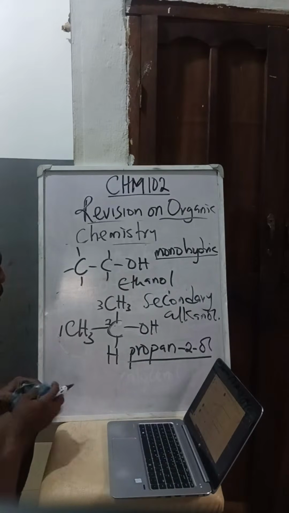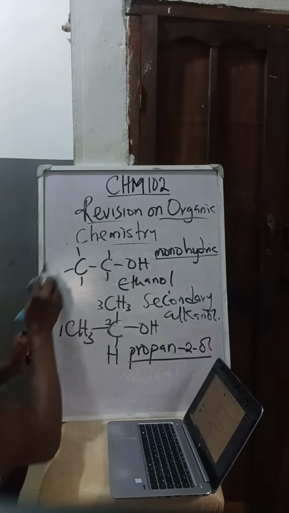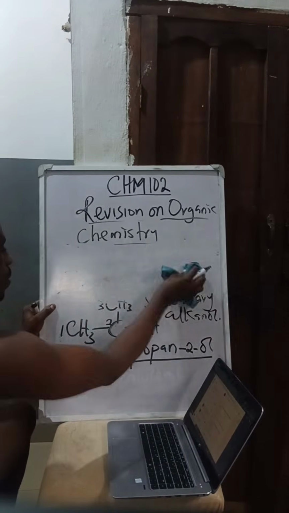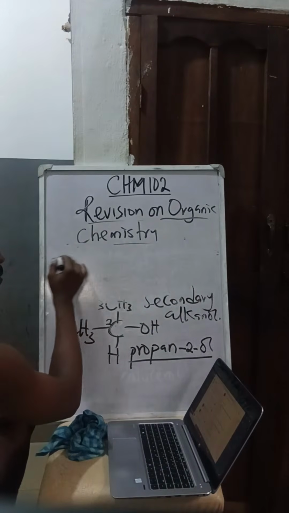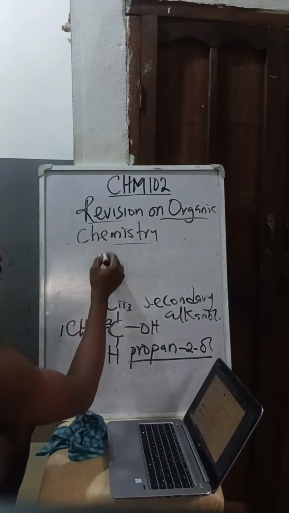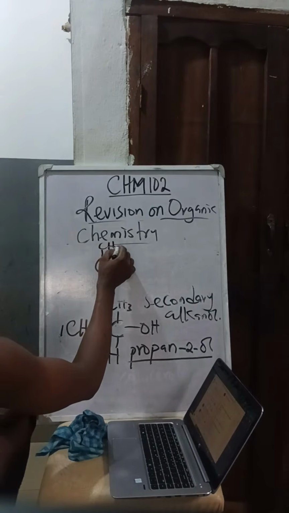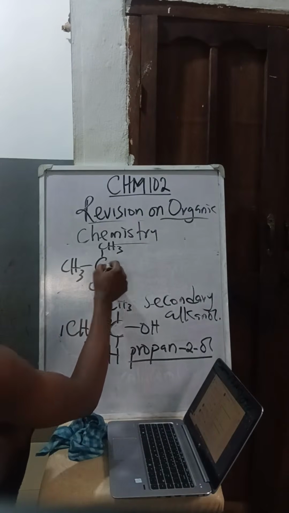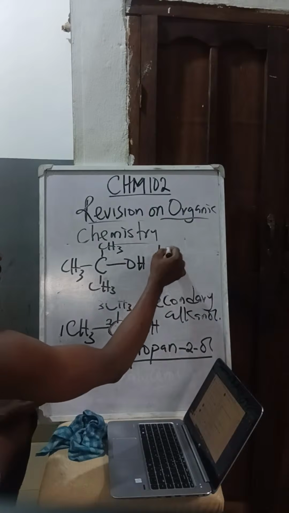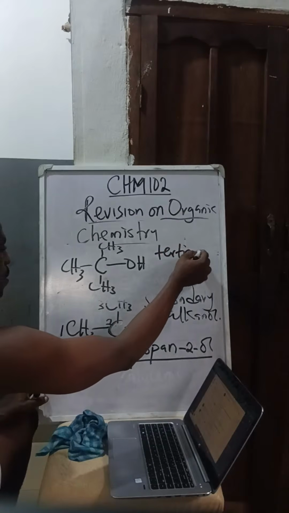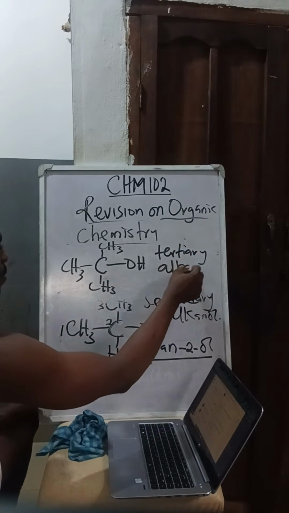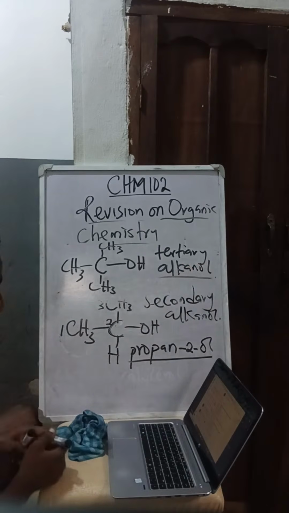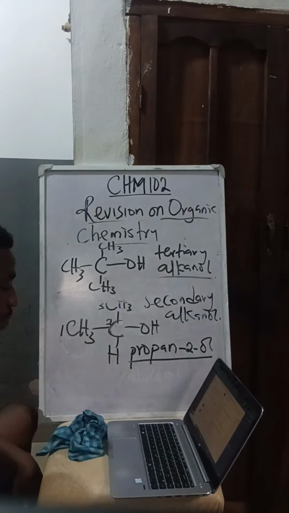Then the third one is tertiary alcohol, which does not have any replaceable hydrogen atom. Tertiary alkanol does not have any replaceable hydrogen atom.